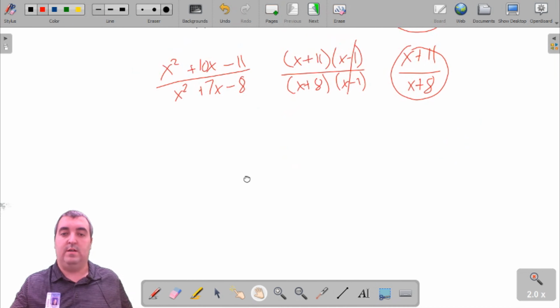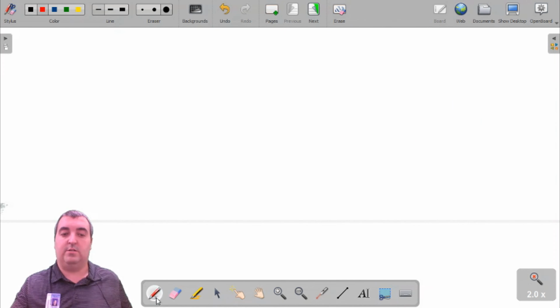Okay, so now let's talk about multiplication. So with multiplication, it's a fraction. So if I were to give you something like 1/2 times 3/5, you multiply your numerators together, you multiply your denominators together, so you get 3/10. 1 times 3 is 3, 2 times 5 is 10. It's no different when it comes to rational expressions, except now you just have an extra step of factoring as well.